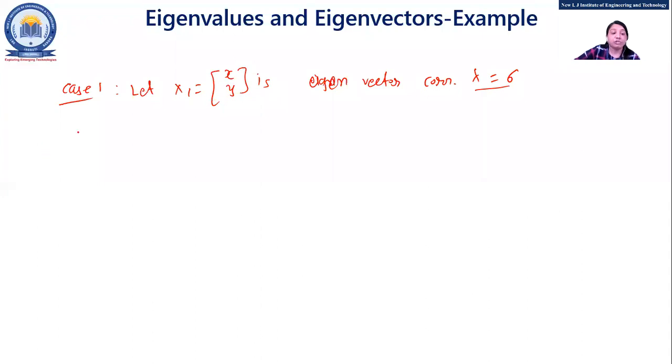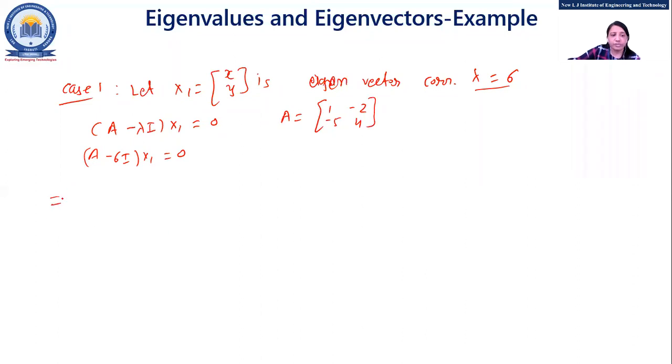Now to solve for the eigenvector, you have to follow this equation: (A minus lambda I) x1 equals 0. So now we know A minus lambda I. What is my lambda? 6. So 6I, x1 equals 0. Our A is, we'll write here, A is [1, -2; -5, 4].